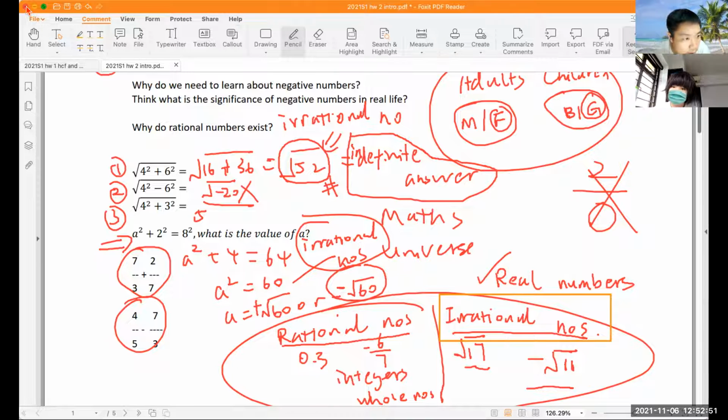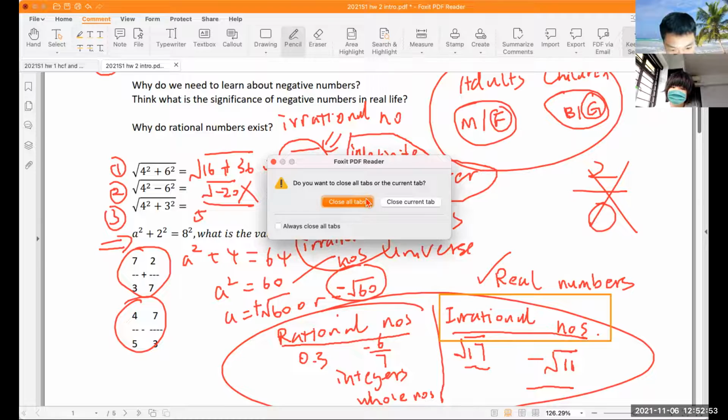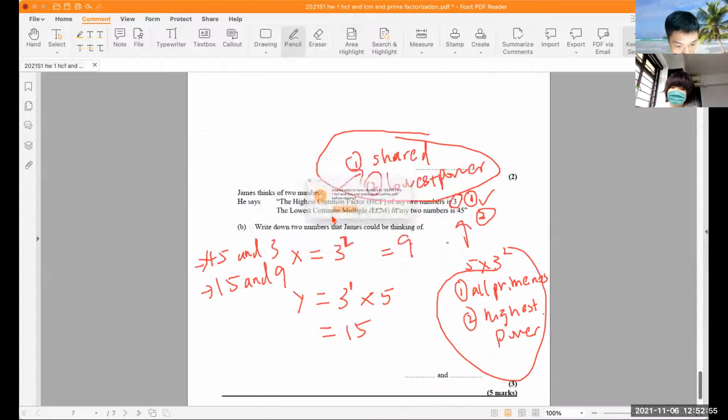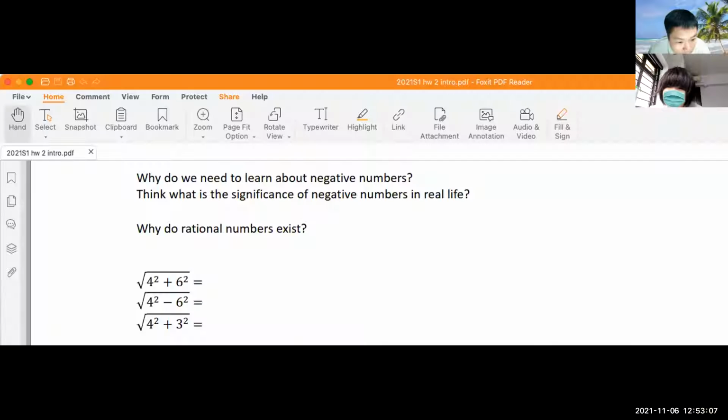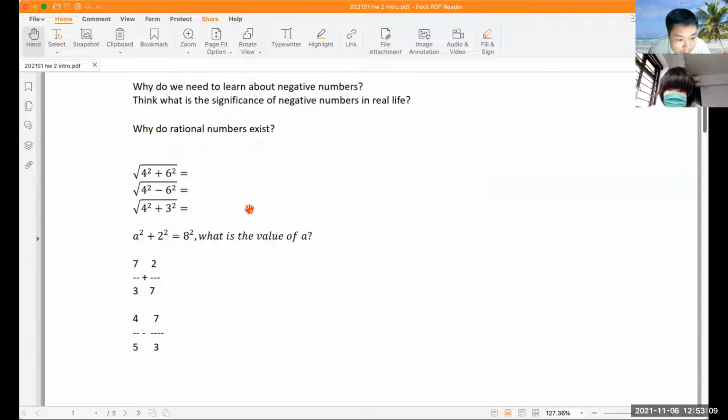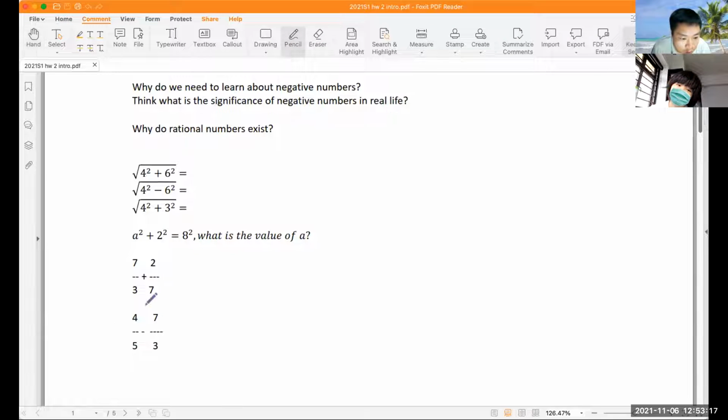The reason is, let me close this first. Why I say you are not supposed to? Because in the exam, most likely this I will share after reopening the PDF. You are not supposed to use a calculator because during the exam, most likely this kind of question is paper 1. So paper 1, you're not allowed to use calculator. So how do you do it if you're not allowed to use calculator?